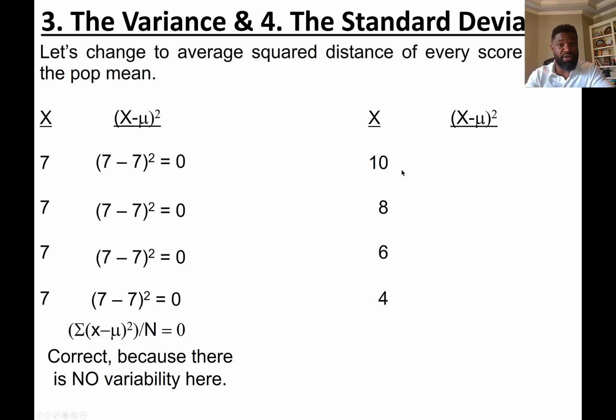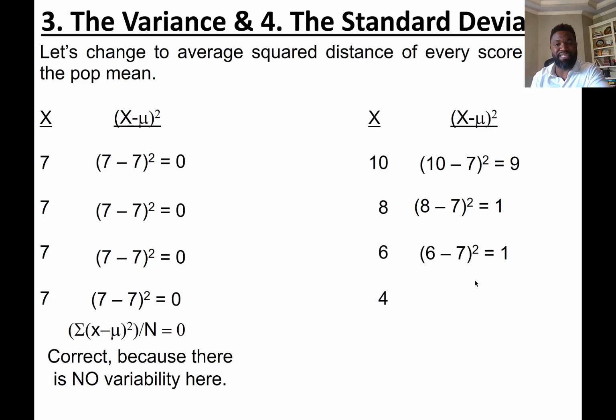Now remember when we did this a minute ago, we just took each score and subtracted the mean of 7 from all of them, and it gave us something that wasn't 0, and so that wasn't correct. But now we can actually take those things and square them. So if we did 10 minus 7, that equals 3, and then we squared that, and that gave us 9. We could do that for each one of these scores as well. So 8 minus 7 is 1, and we square that to end up with 1. 6 minus 7 is negative 1, and when we square that, we get 1. And then 4 minus 7 is negative 3, we square it and we get 9.